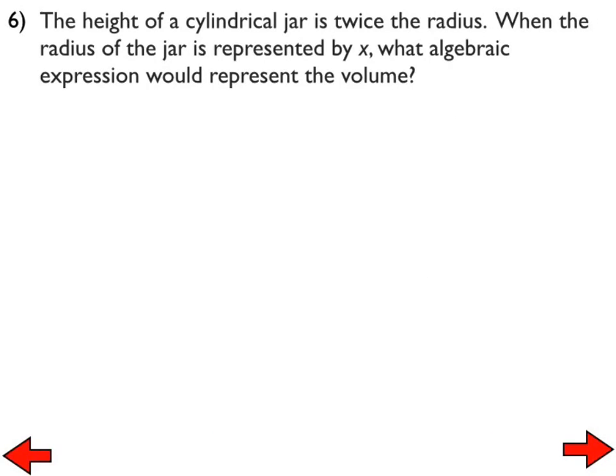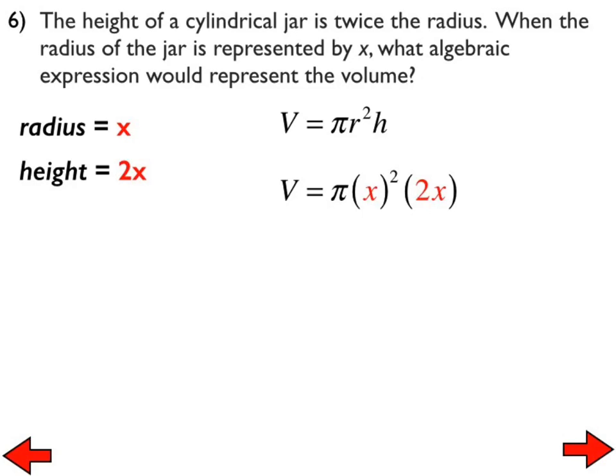So the height of a cylinder is twice the radius, and the radius of the jar is represented by x. So we want to write an algebraic expression to represent the volume. So we start with the volume. Remember, the radius is x. If you didn't get this, you should write this down. And the height is twice that. That's what it says within the problem. So in my volume formula, I'm going to substitute x for the radius, and I'm going to substitute 2x for the height. And when I do that, I end up with something like this.